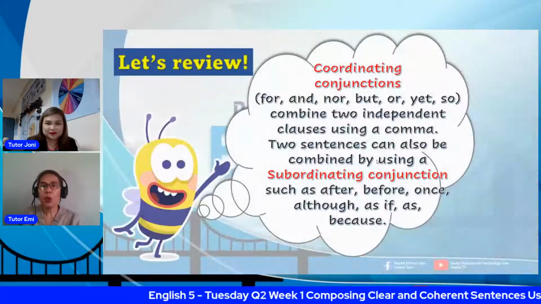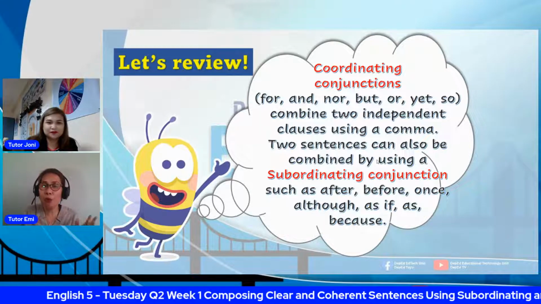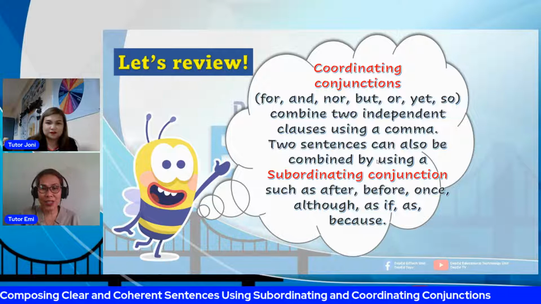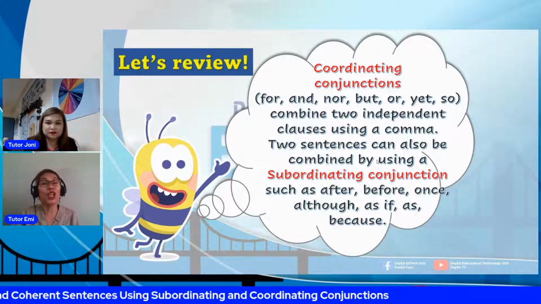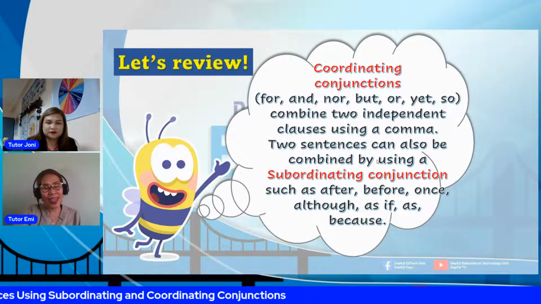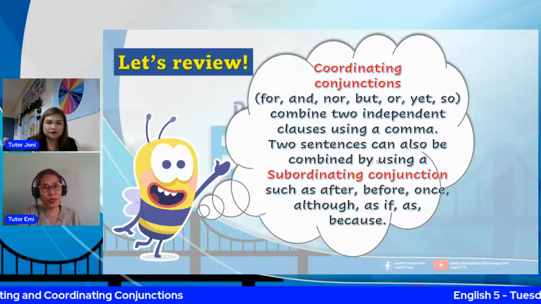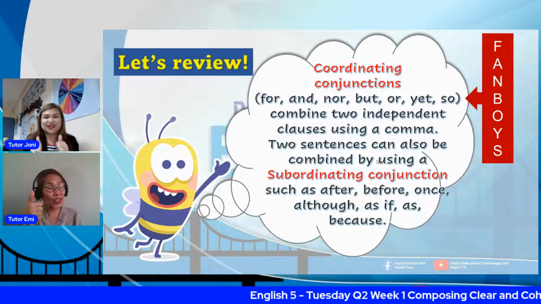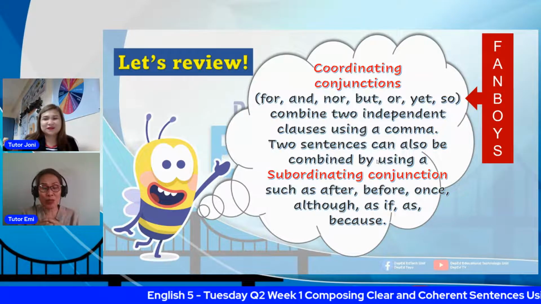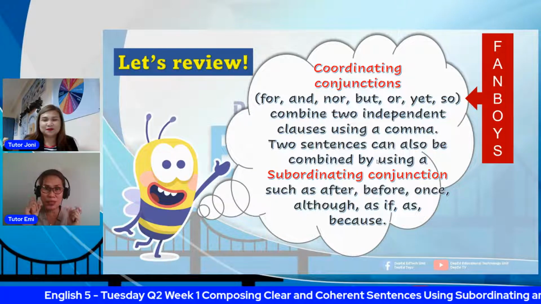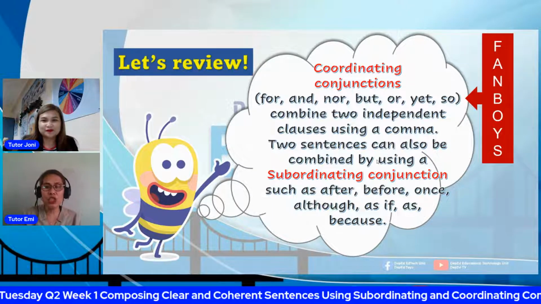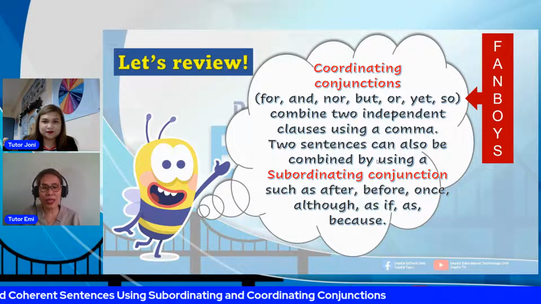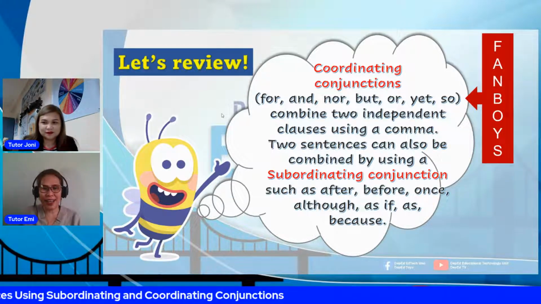So we have coordinating conjunctions, which are the for, and, nor, but, or, yet, and so, that combine two independent clauses using a comma. To remember that one, of course, we have the FANBOYS, right? It's easy for us to remember with that FANBOYS there. Subordinating conjunctions are such as after, before, once, although, as if, as, because.